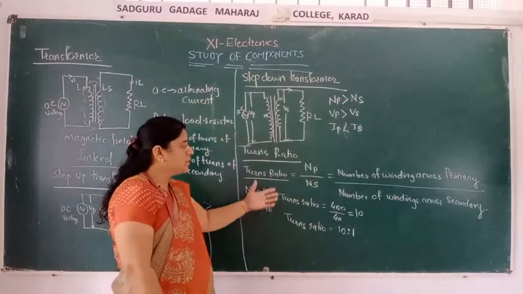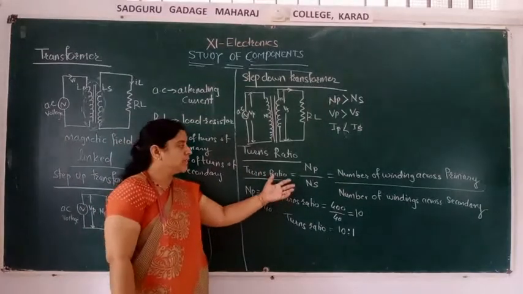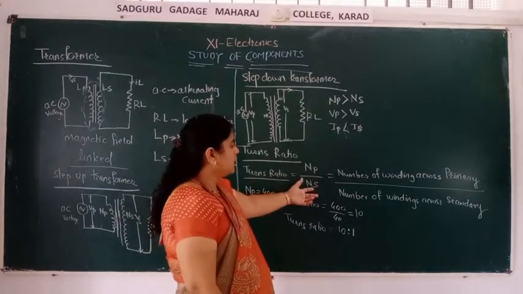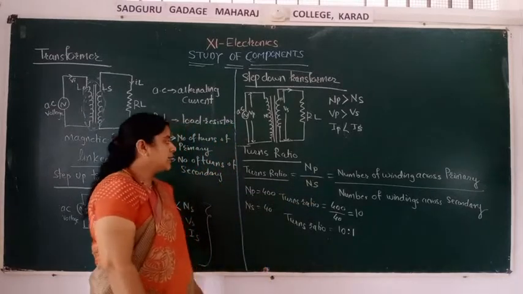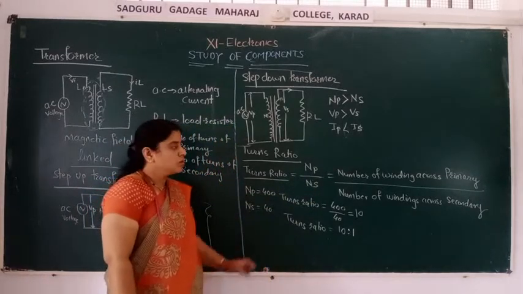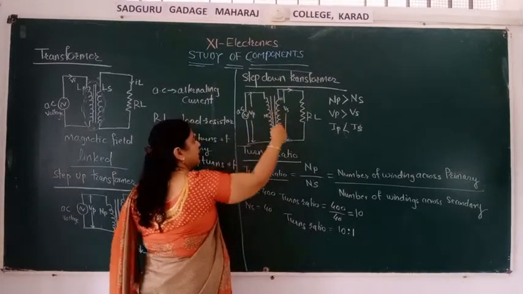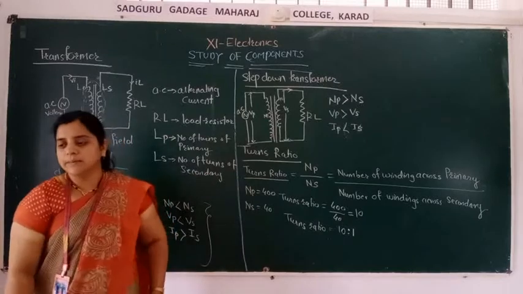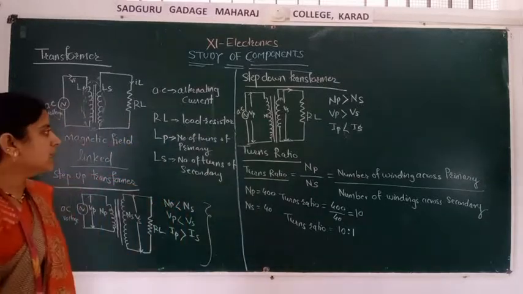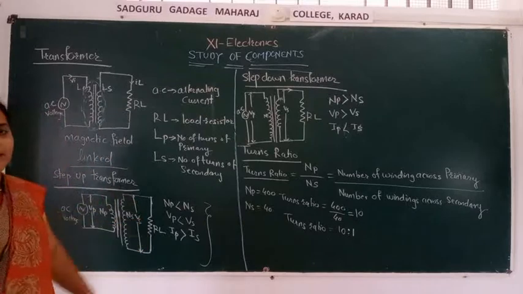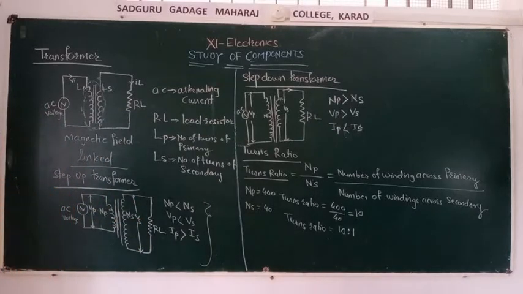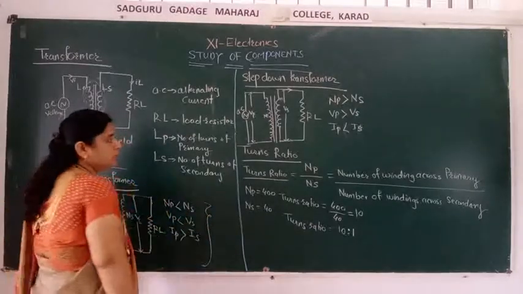Okay. Some examples will be asked on this formula. So it is nothing but the number of turns of the primary divided by number of turns of the secondary, called the turns ratio. So how many windings are there? These windings across the primary and windings across the secondary give the turns ratio. Okay. Next we will see, take a snap of this first. Okay, you have taken the photo or snap.